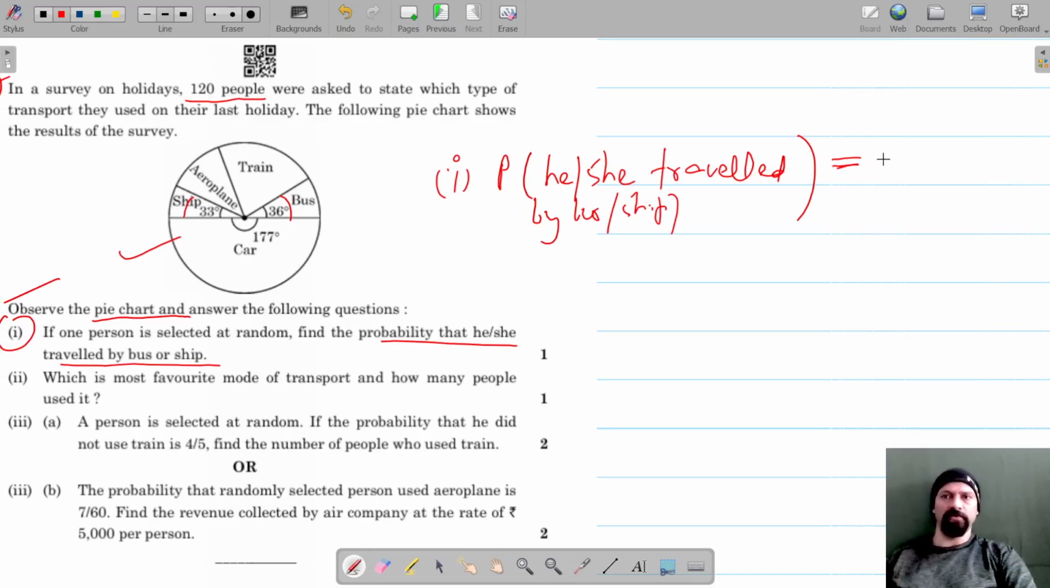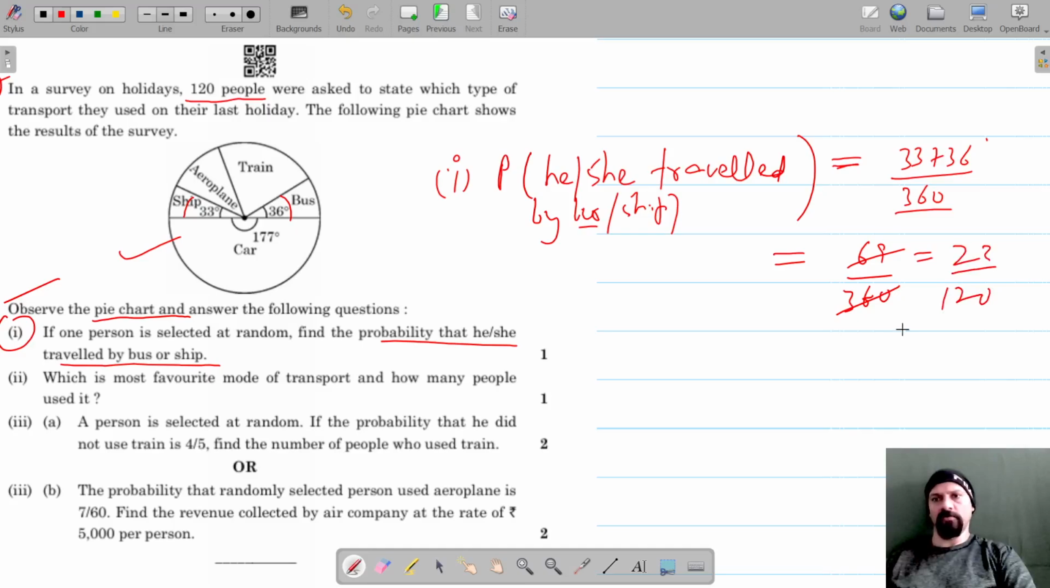But because we are using the angles, for the bus and ship the total angle is 33 plus 36, and it has to be divided by the complete angle 360. So this is 69 by 360, which gives me 23 by 120. So 23 by 120 is the probability of the people traveling by bus or ship.